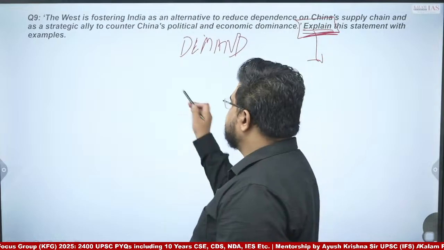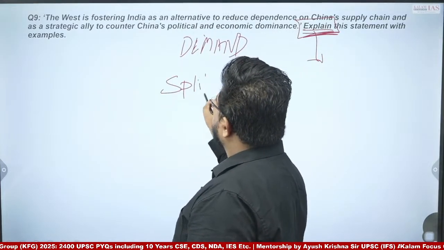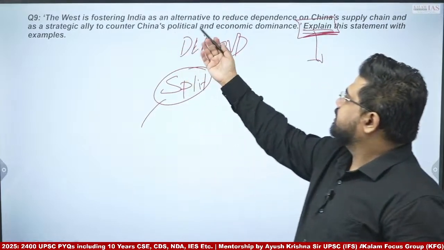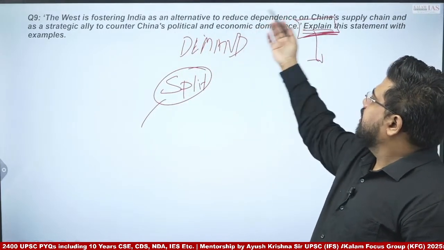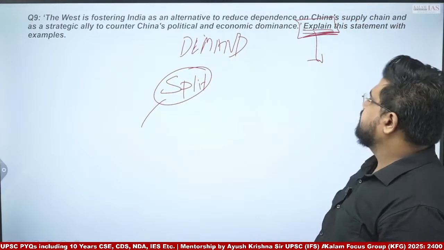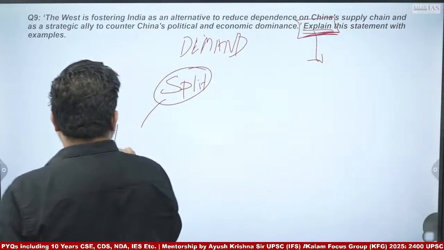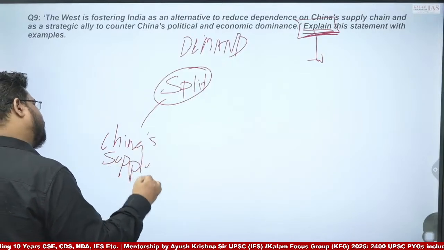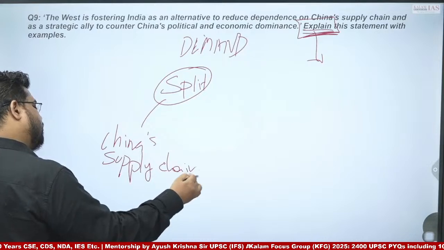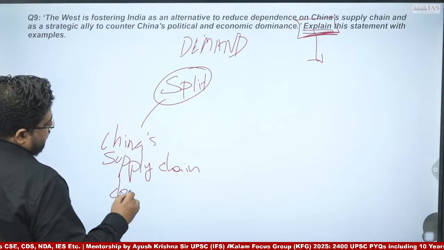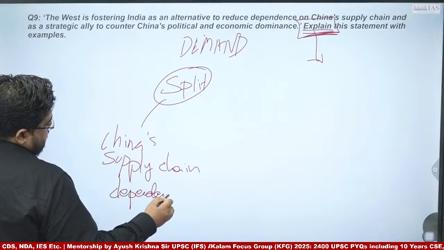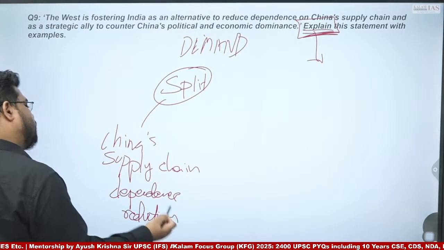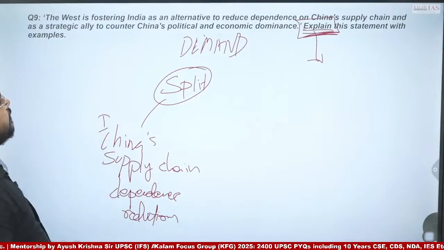Now, what is the easiest way? That is to split the idea of the statement that is given. How you can split it? West is fostering India as an alternative to reduce dependence on China's supply chain. So China's supply chain dependence reduction. This is the first part of the statement that is given.